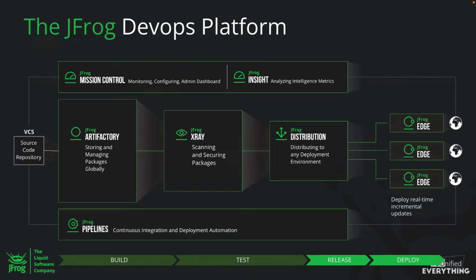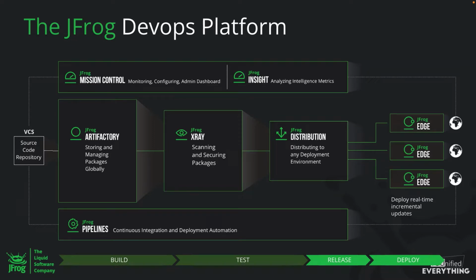So the JFrog platform looks like this. We have JFrog Artifactory that helps us store and manage packages globally. Then we can easily scan those packages with JFrog Xray and make sure that we won't have any security issues or license issues. And then we can easily distribute them to our edge nodes. Behind all of this, we can control and monitor everything with JFrog Mission Control and Insight, which help us analyze intelligence metrics and monitor our services, configuration, and much more.